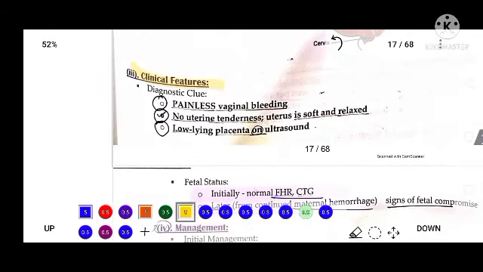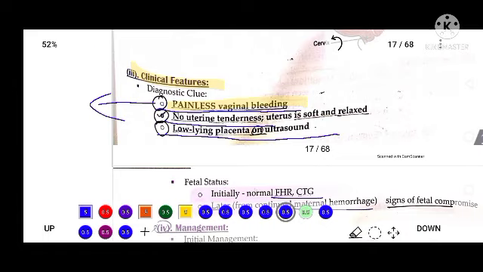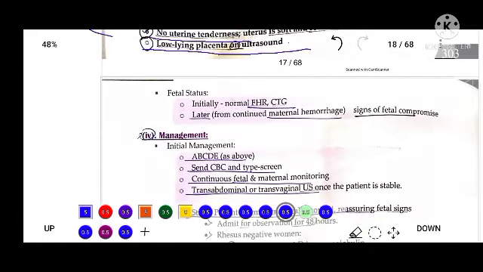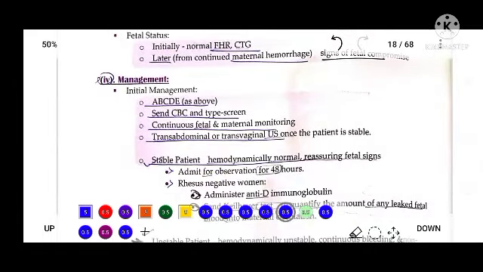Now, the clinical feature for this condition is painless vaginal bleeding. This is an important demarcation because in order to rule out other causes of bleeding, in placenta previa, painless vaginal bleeding occurs, no uterine tenderness, and a lower lying placenta on ultrasound. So this is a demarcation sign, a very important sign to memorize in order to differentiate other diseases.